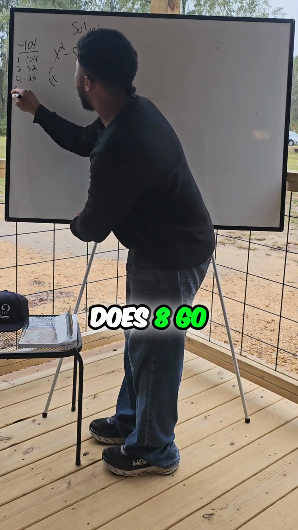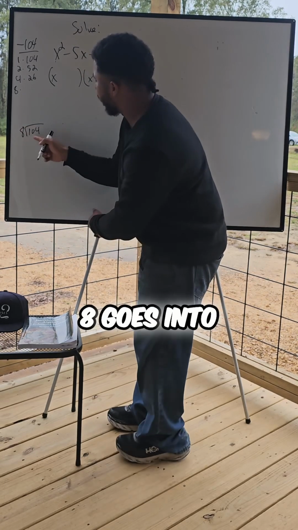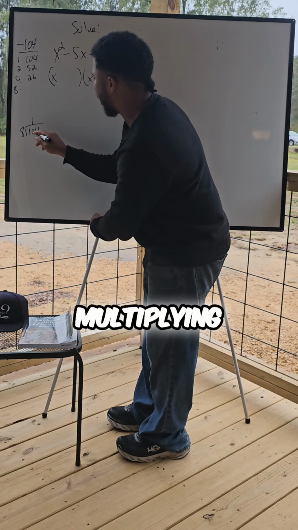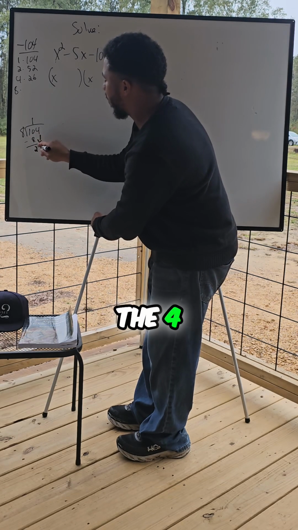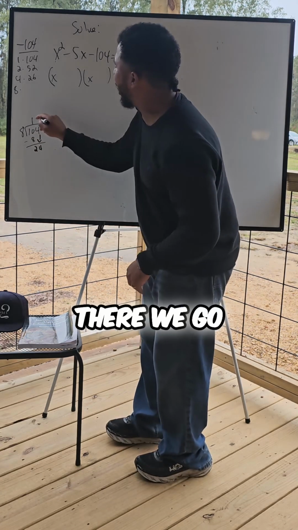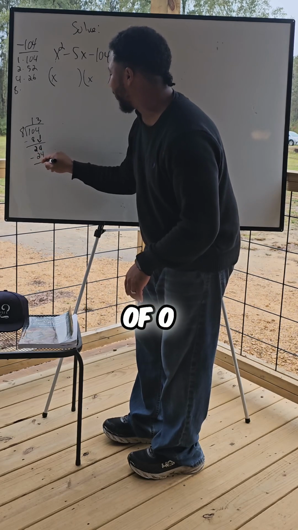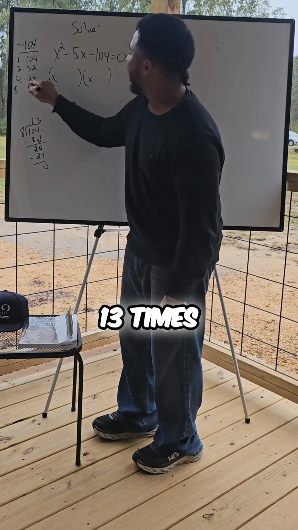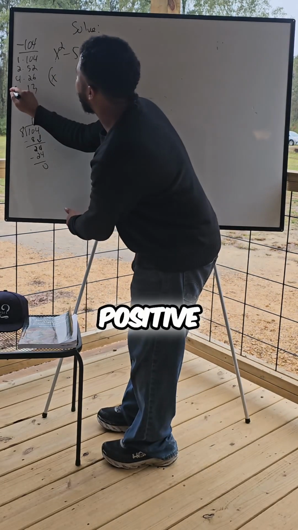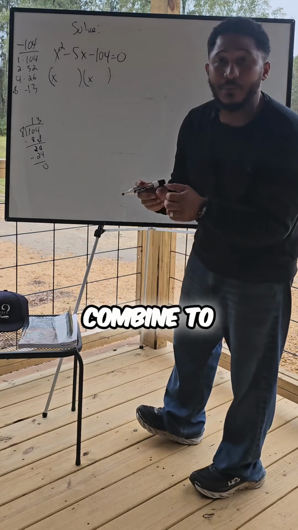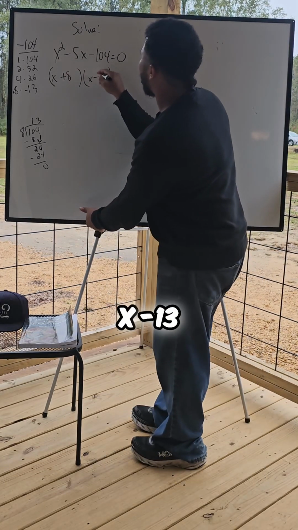Let's try. Does 8 go into 104? 8 times what? 8 into 104. Well, 8 goes into 10 once. Multiplying, we get 8. When we subtract, that gives us a 2. Bring down the 4. 8 goes into 24 three times. 3 times 8 is 24. We get a remainder of 0. So yes, 8 goes into it 13 times. And looky, we can subtract those and get negative 5. We just need a positive 8 and a negative 13. Those combine to give me that negative 5. So we would say x plus 8 and x minus 13.